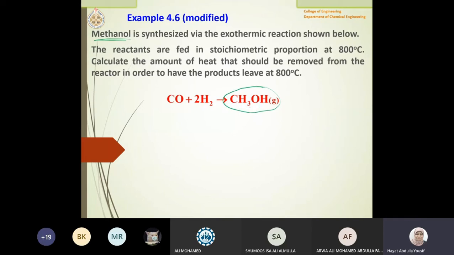What they say is that the reactants are fed in stoichiometric proportion. If you remember from chemistry, stoichiometric proportion means it's based on the stoichiometry. In other words, the reactants are fed as 1 mole of CO with 2 moles of hydrogen to give me 1 mole of methanol. This is basically the idea.